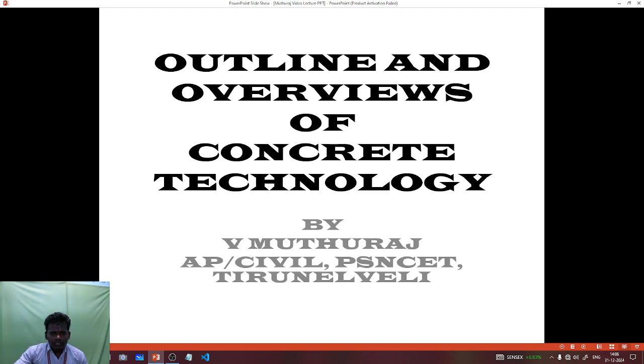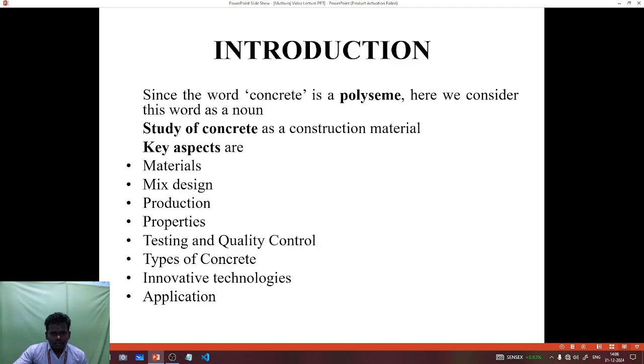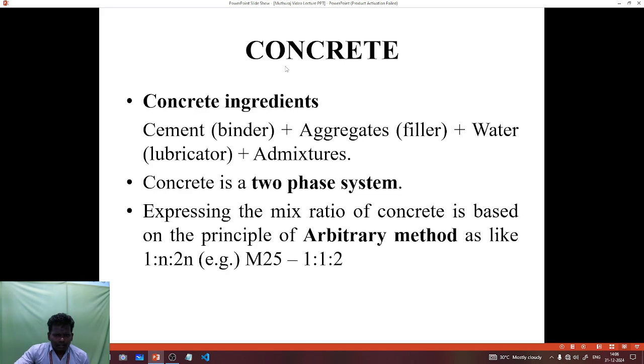Here we are going to see a slight description of the outline and overview of concrete technology. I'm going to give an introduction to the outline and overview of concrete technology. Since the word concrete is a polysemy, here we consider this word as a noun. We are going to study concrete as a construction material, previously described as a noun. Key aspects are materials, mix design, production, properties, testing and quality control, types of concrete, innovative technologies, some of its applications, and particular denominations of concrete.